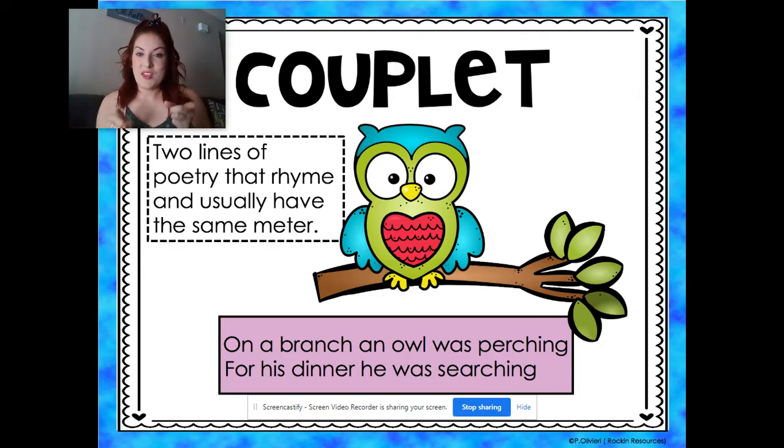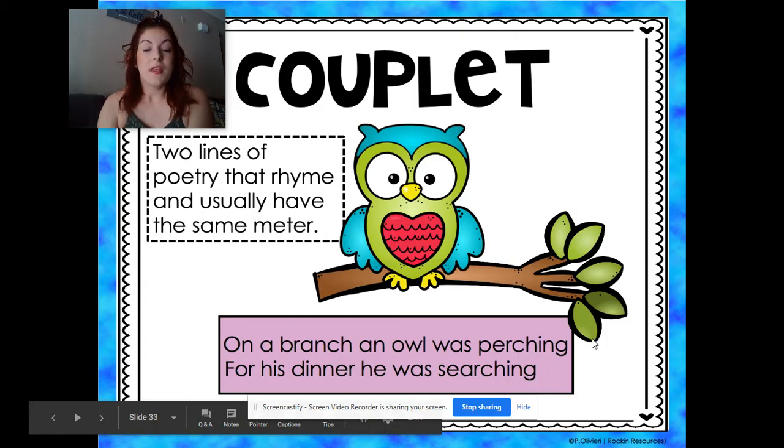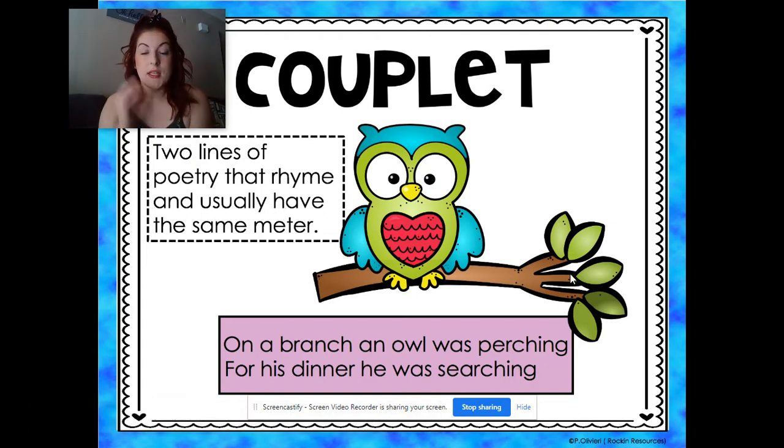So I'm going to show you this poem as our first example. It says, "On a branch an owl was perching. For his dinner he was searching." So let's break this down just a little bit to make things a little bit easier. If we look at the word perching, that is rhyming with searching. They have that same kind of rhyming pattern, and they're both at the end of each line. So that meets one of our requirements. It has to have a rhyme at the end of each line that go together, keeping that AA pattern.